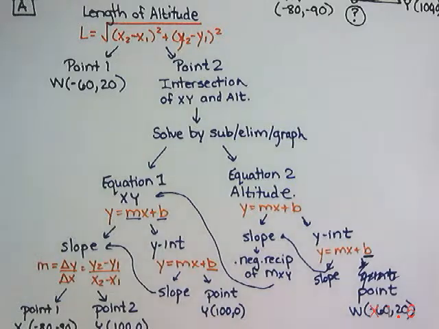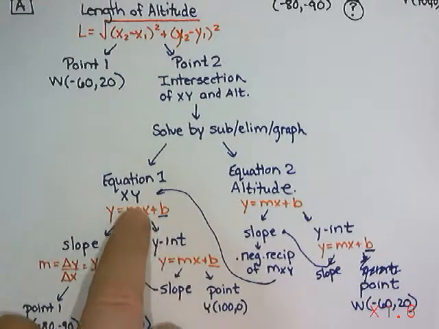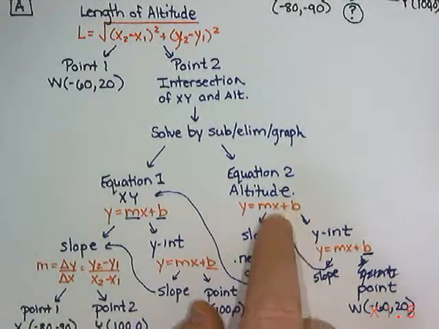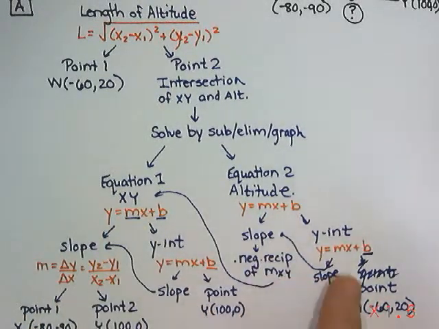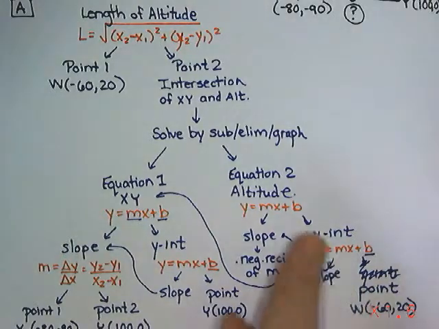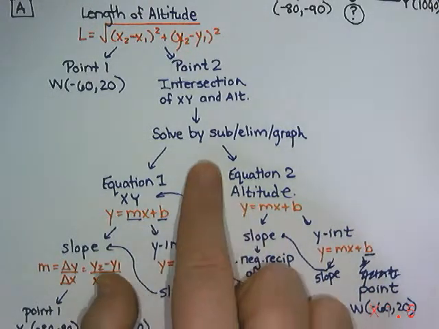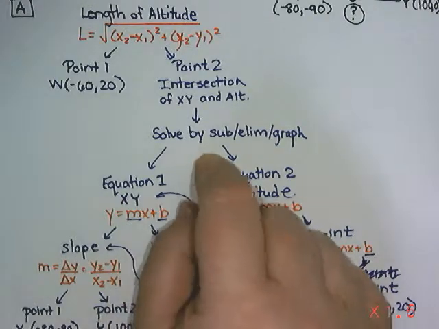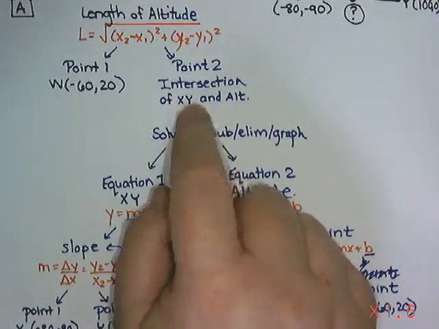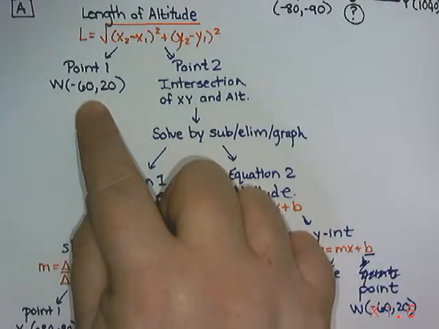So in this one, we're going to calculate the slope of XY, the y-intercept of XY to get the equation of XY. We're going to find the equation of the altitude by doing the negative reciprocal of the slope of XY, the y-intercept using a point, and then we're going to calculate our equation. Once we know the two equations, we're going to solve by substitution, elimination, or graphing, and then we're going to take that point of intersection along with the original point W and find the length of my altitude.